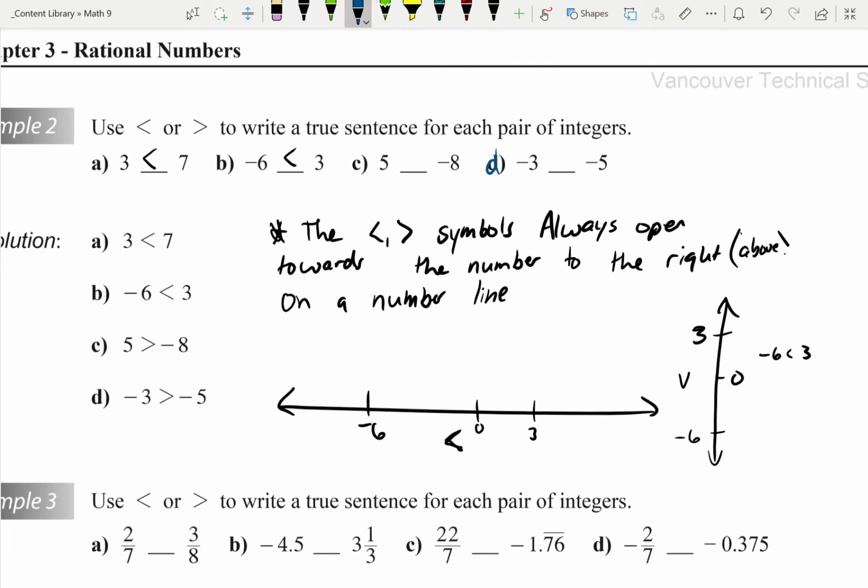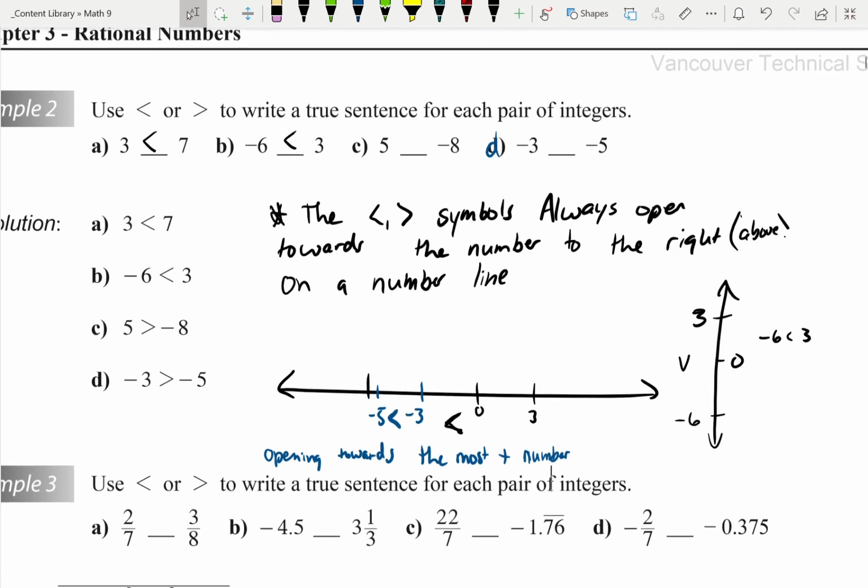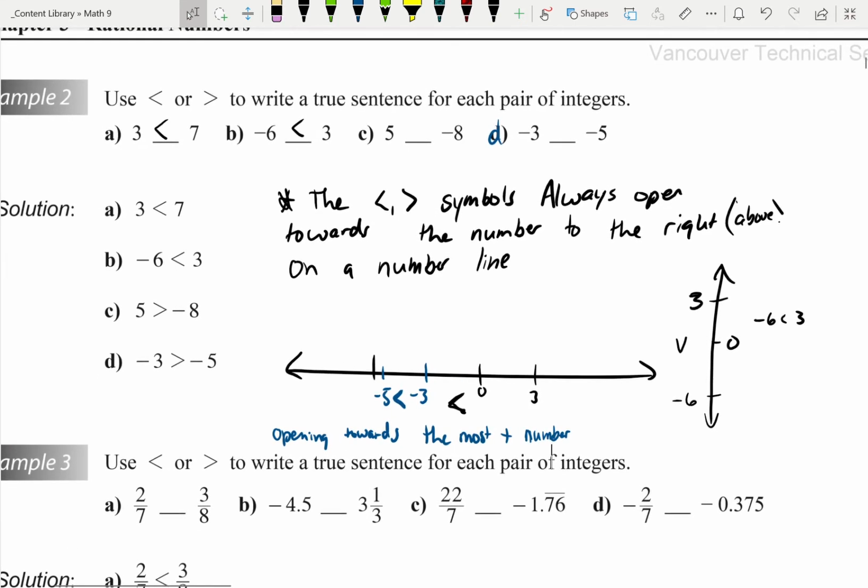So now I have, let's fill it out on the same line, -3 and -5. So they're both negative and I'm wondering what to do with them. Well, the same idea, I'm opening towards the one that's further on the right. Or in this case, I'm opening towards the most positive number. In this case, they're both negative, but -3 is closer to the positive numbers than -5. And we're probably all pretty comfortable with this.